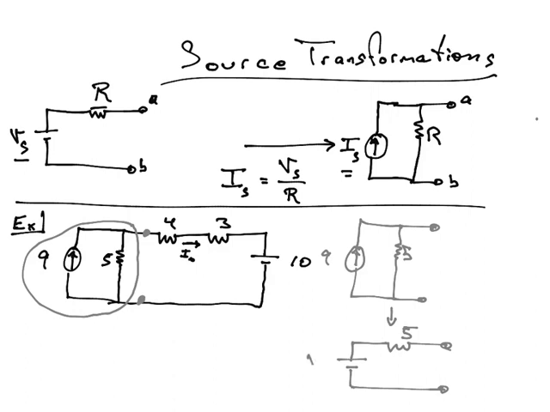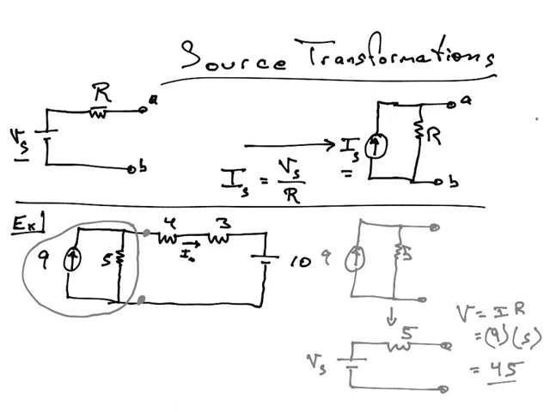And now what I have to do is figure out what this number V source should be so that it acts the same way as the original piece I'm trying to transform. And of course, that's Ohm's law. V equals IR. I, well, that's the 9. R, that's the 5. So this voltage source has a voltage of 45.